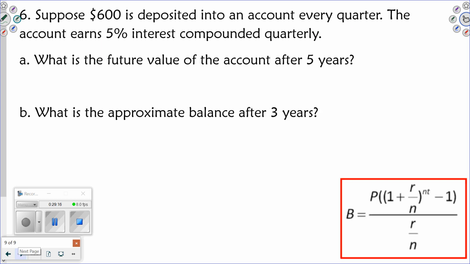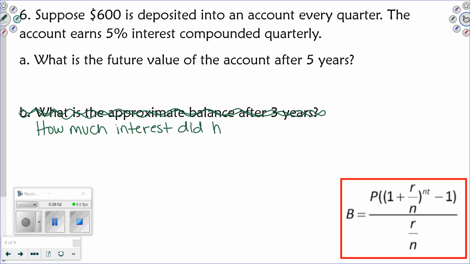All right, last one. Suppose $600 is deposited into an account every quarter. The account earns 5% interest compounded quarterly. What is the future value of the account after 5 years? All right, everybody look. See part B? What am I going to do? Does everybody see I'm crossing it off and changing it? How much interest did he earn?